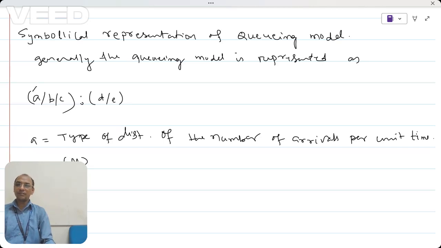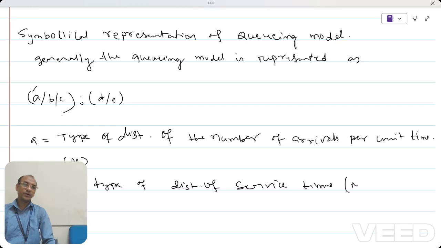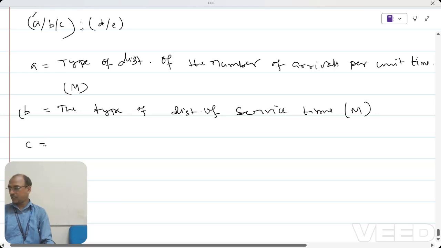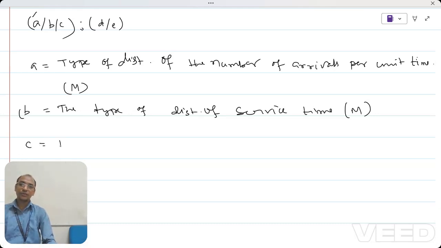Similarly, B is nothing but the type of distribution of service time, and we denote it also as M because, as I told you, these two are Markovian processes. And what is C? C is nothing but the number of servers. How many servers are there to give service to the customers?